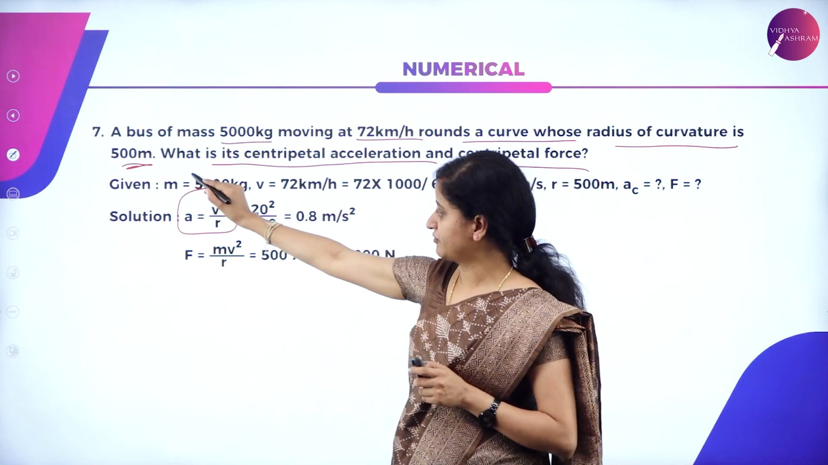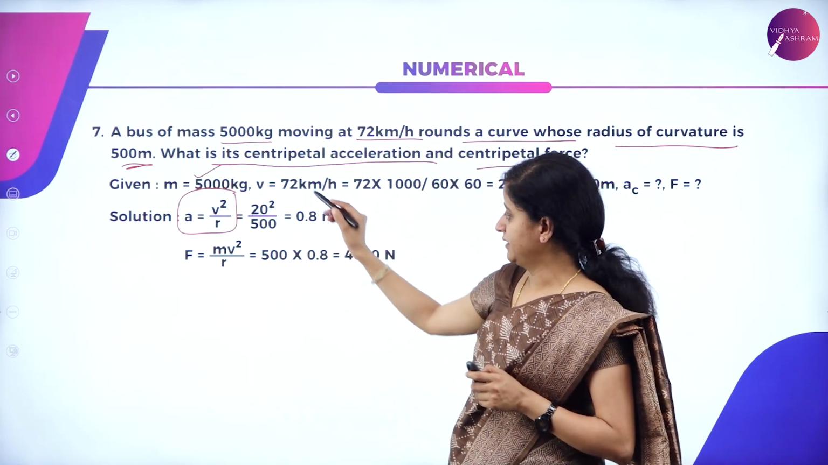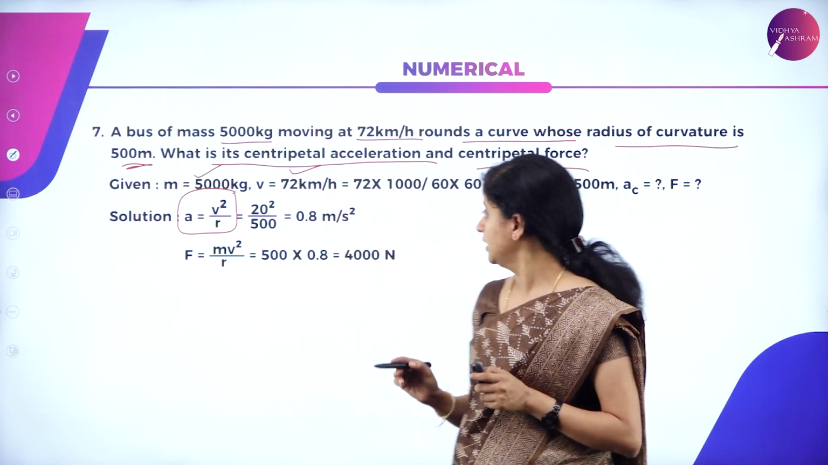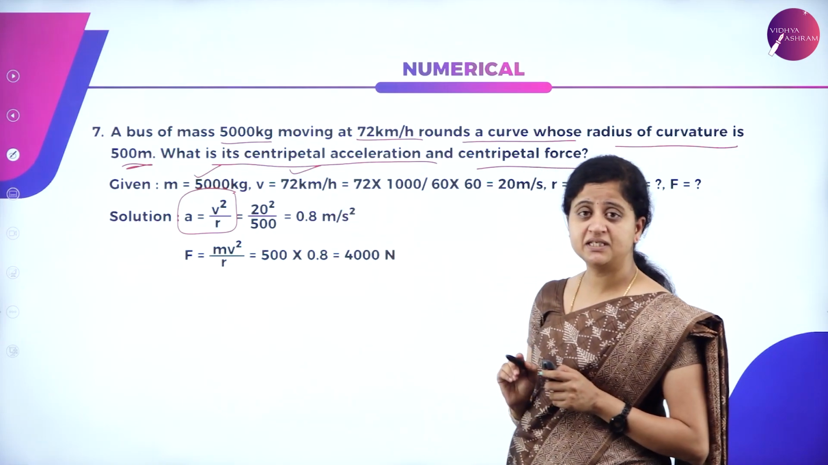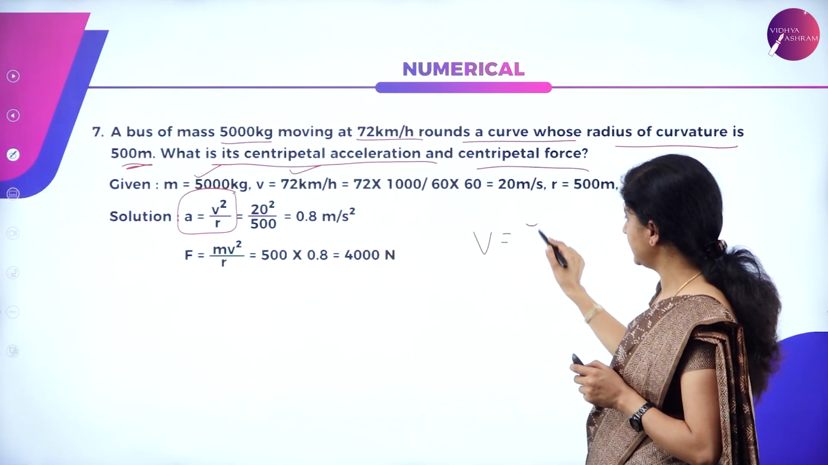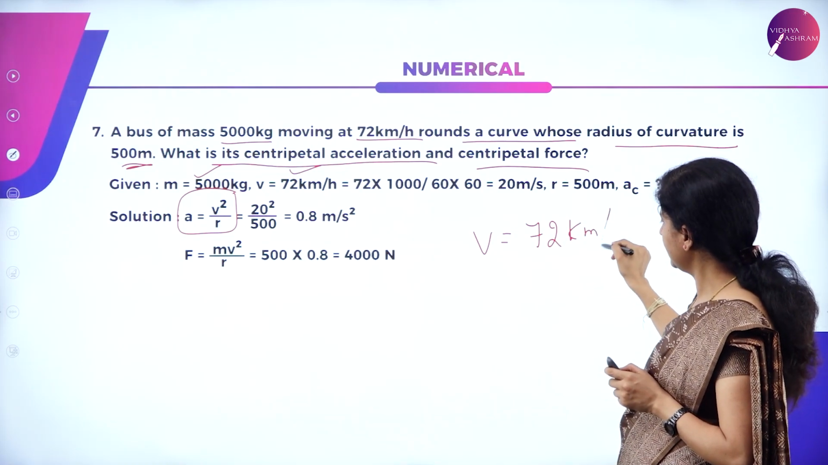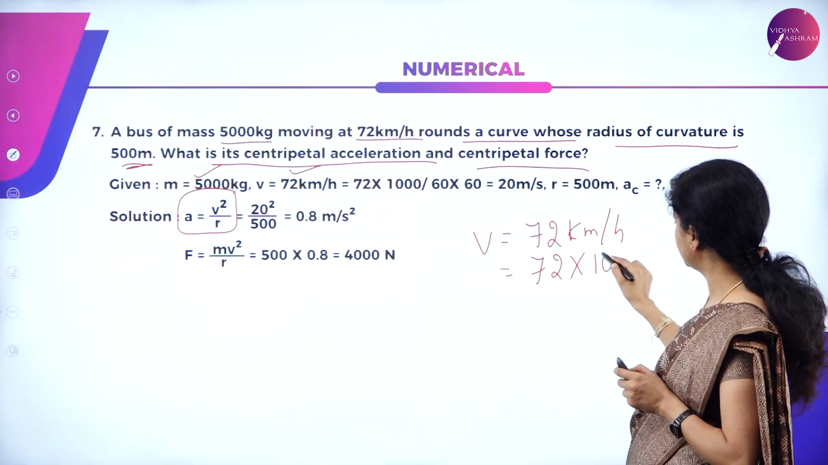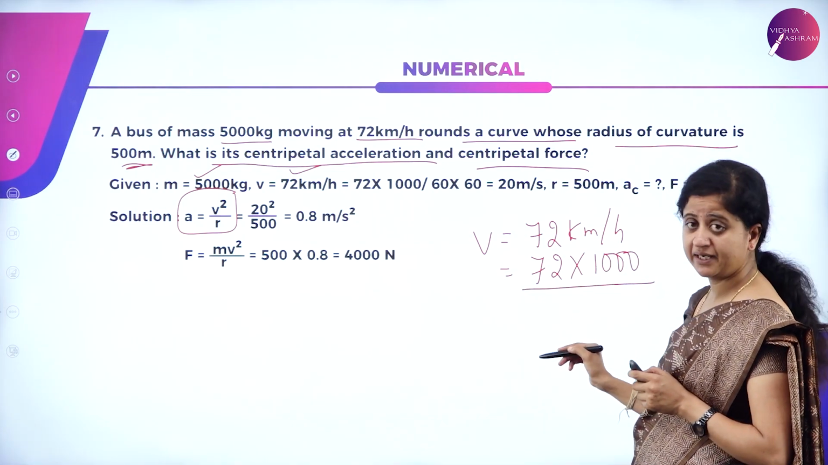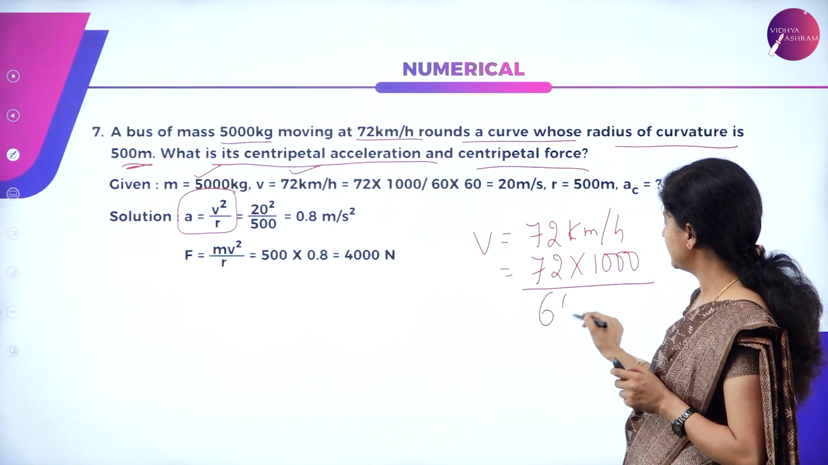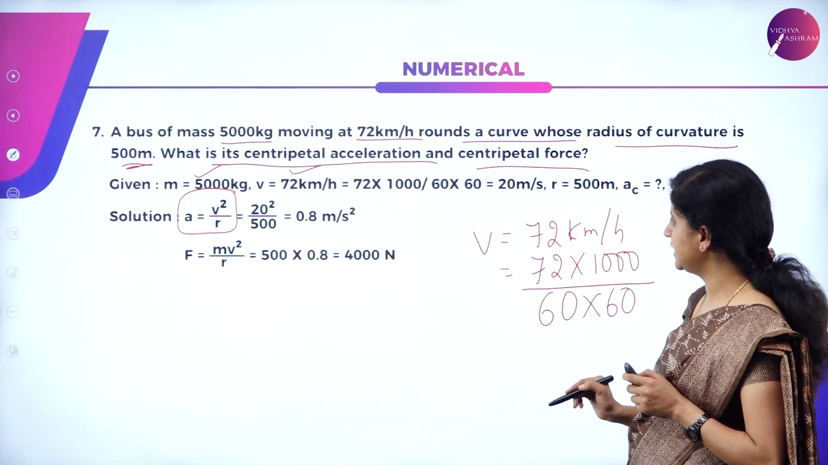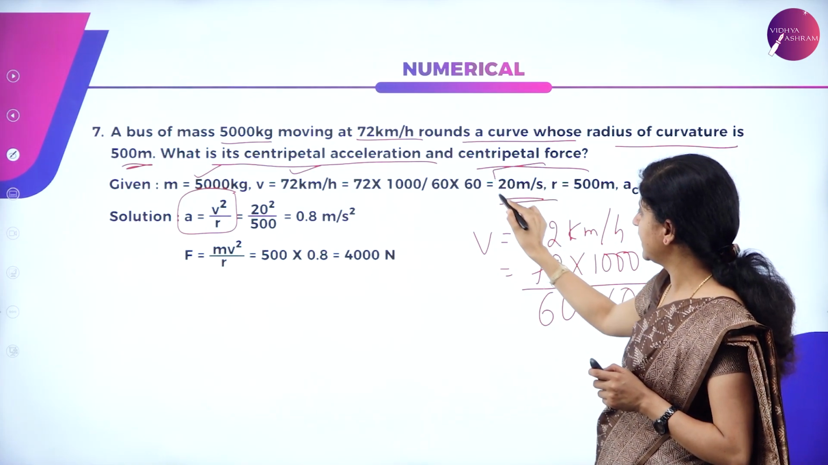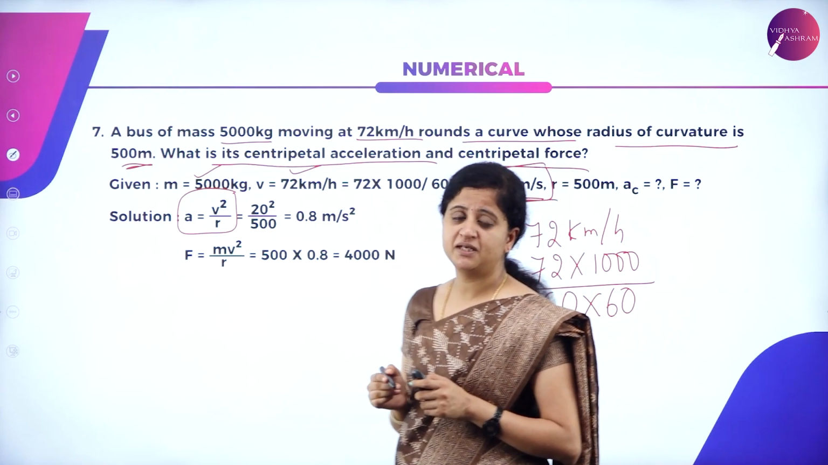It is given that the mass of the bus is 5000 kg and the velocity of that bus which is moving is 72 km per hour, and we can convert this into meter per second. So how to convert? Velocity is 72 km per hour, which is nothing but 72 into 1 kilometer is equal to 1000 meters, into 1000 divided by 60 minutes in an hour, each of which has 60 seconds. Simplifying this, we will get the velocity as 20 meter per second.